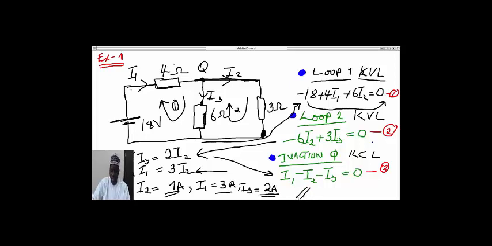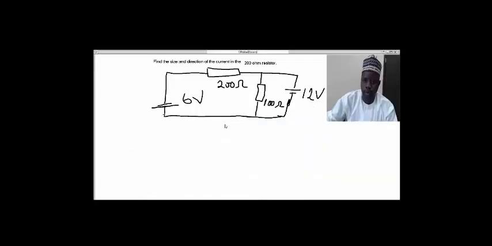Let's see an additional example. Here is a second example. In this example, we are given 2 voltages, 2 batteries. We have 6 volts and 12 volts and 2 resistors, 100 ohms and 200 ohms. Here we are asked to find the current and the direction of the current inside the 200 ohm resistor.